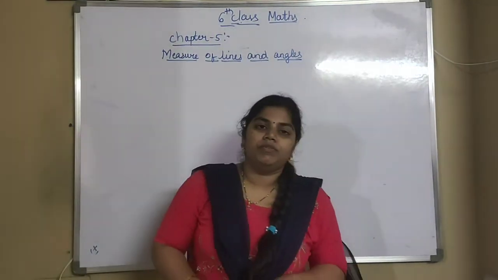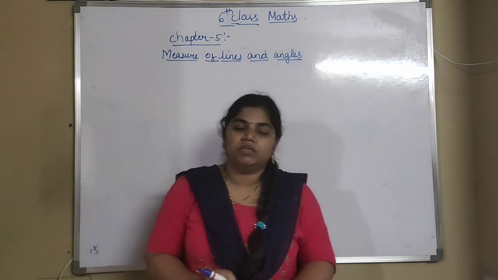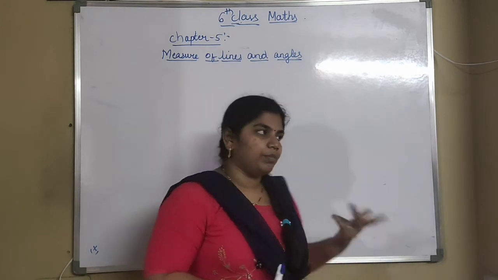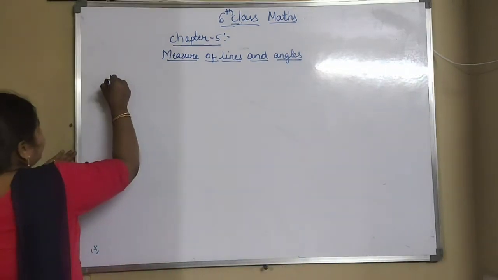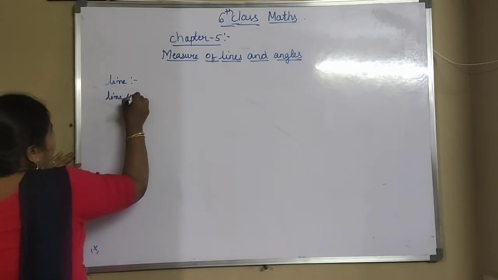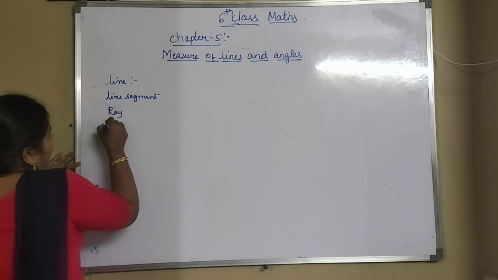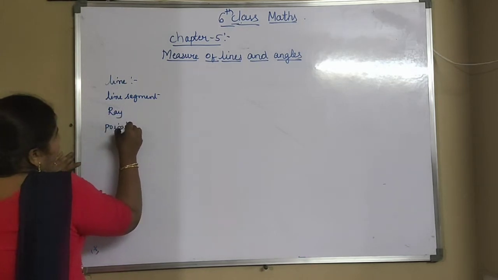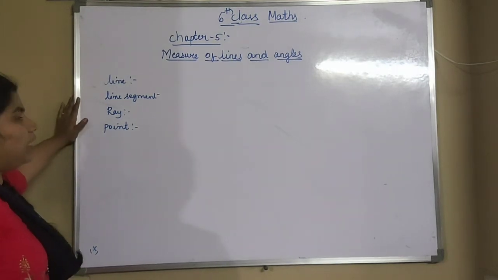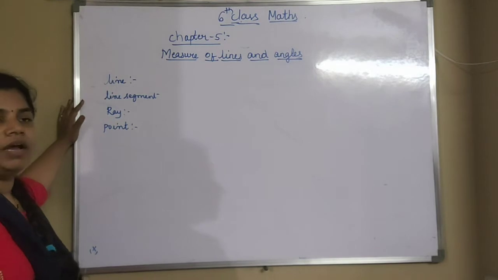So good morning everyone. In last class we have completed our chapter number 4, that is basic geometrical ideas. In that we have already learnt about line, what is line, what is line segment, what is ray, what is point. All this we have learnt in last chapter, that is chapter number 4, basic geometrical ideas.